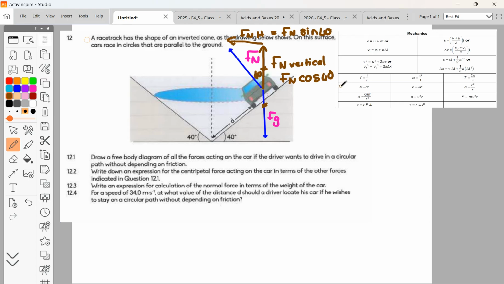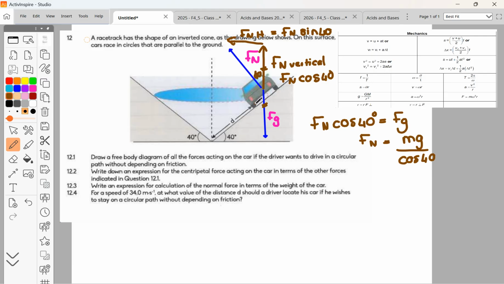Okay, so then it's pretty easy, because then we can say, fine, I've got my upward force and my downward force being equal, and they did ask us that in the third question here, to write the normal force in terms of the weight of the car. So we can say that F normal times cos 40 is equal to Fg, and then we can say that F normal is going to be equal to Fg, which is mg over cos 40. Then we have that one.